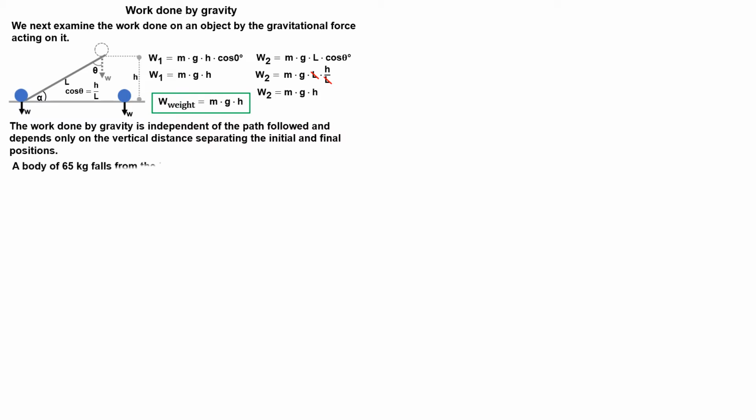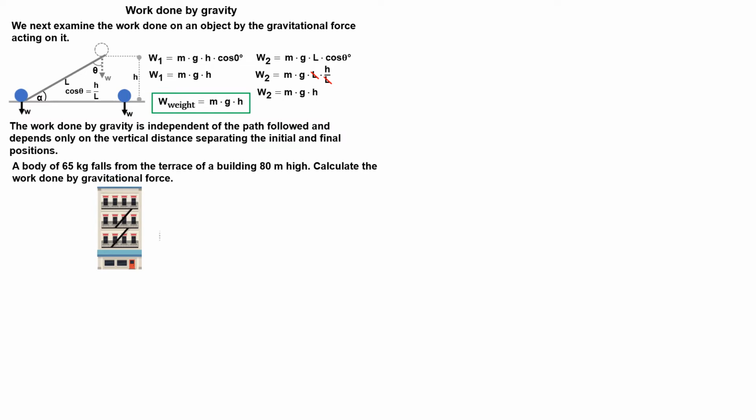A body of 60 kilograms falls from the terrace of a building 80 meters high. Calculate the work done by gravitational force. Look at the diagram. The body falls under the action of the force of gravity. To calculate the work done, we will use the equation above. Replace m with 65, g with 9.8, and h with 80, and perform the calculations.